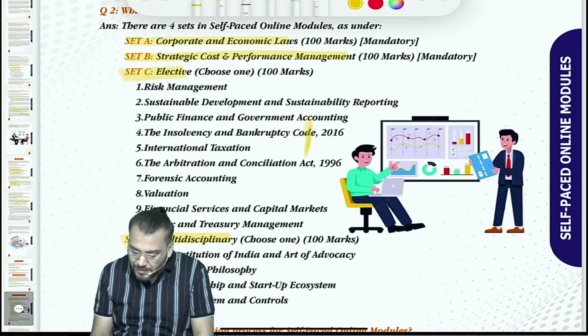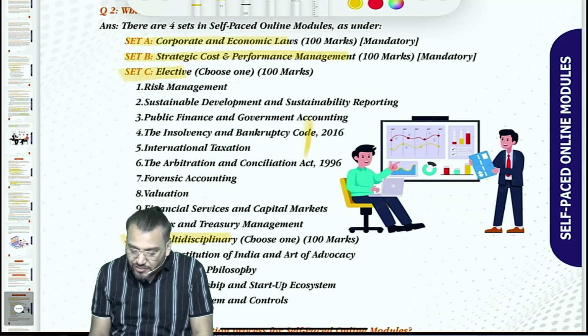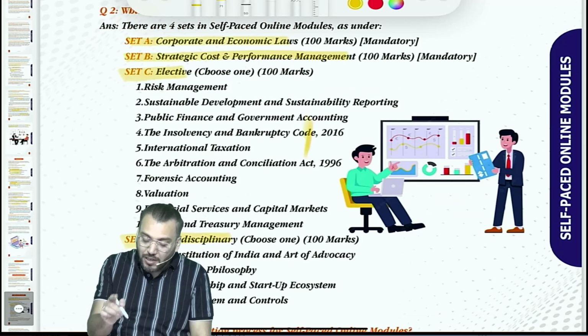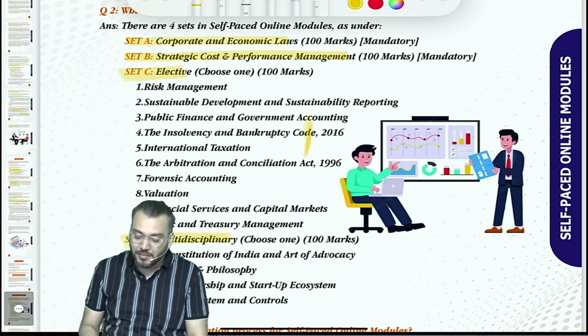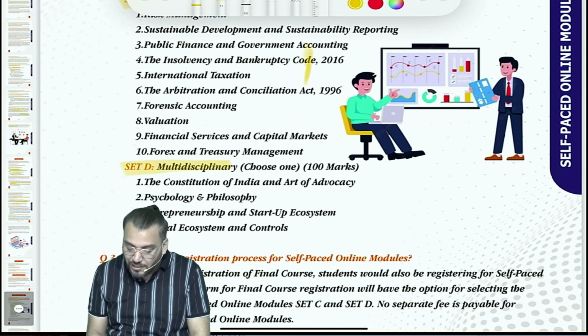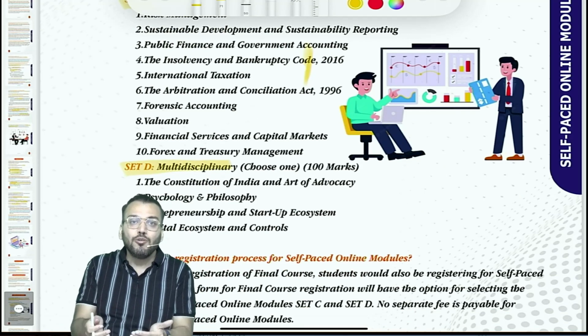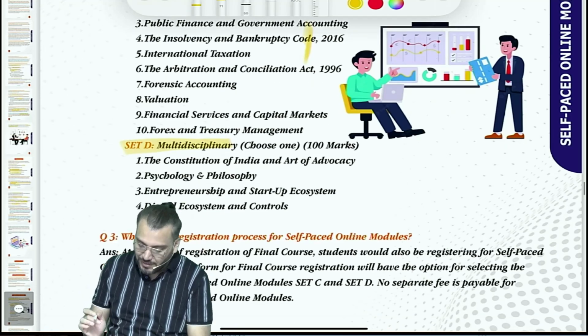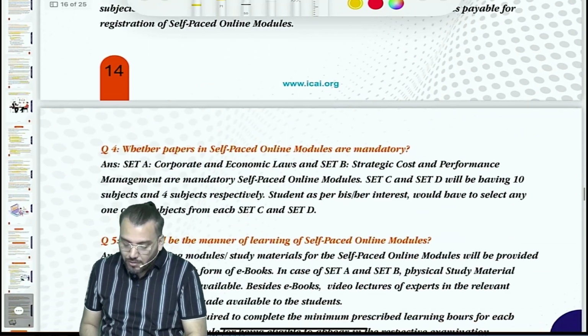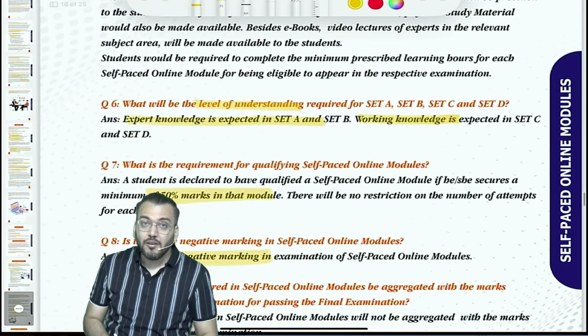But set C and set D are elective papers. Means they have given many options. In set C, you need to choose only one out of 10 papers. Similarly, in set D, which is multidisciplinary, you need to choose one out of 4 papers. You can choose one as per your requirement, as per your understanding. Correct? Yes, sir.